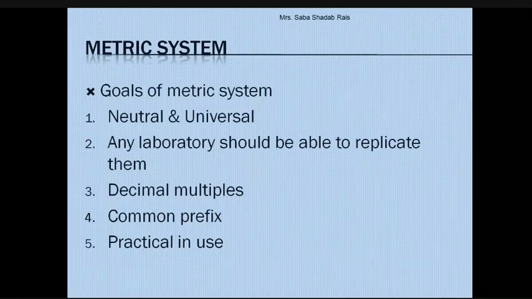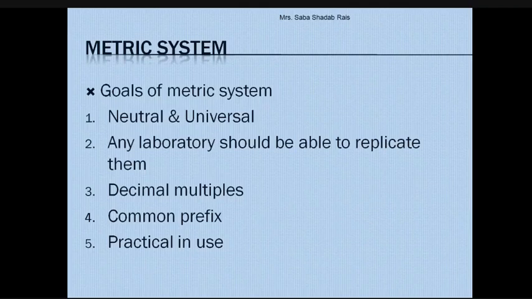Decimal multiples was another idea. All multiples and sub-multiples of the base unit should be in powers of 10. We are all going to see the base unit powers also. What is the practical benefit of the decimal system? Decimalization makes things easier. The British and Irish pound, or even stock prices in the stock exchange in the United States, you will find all these values are in decimal multiples.